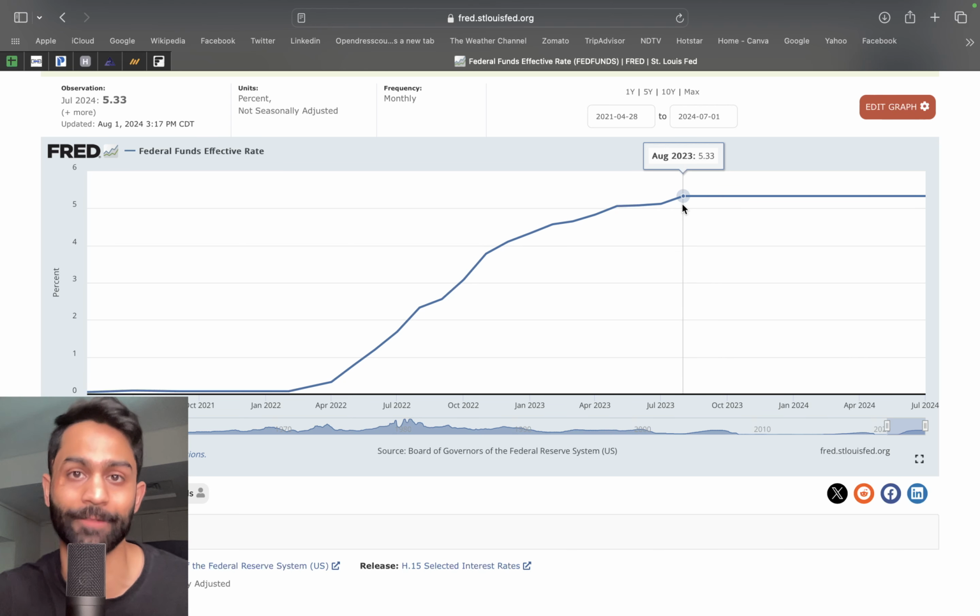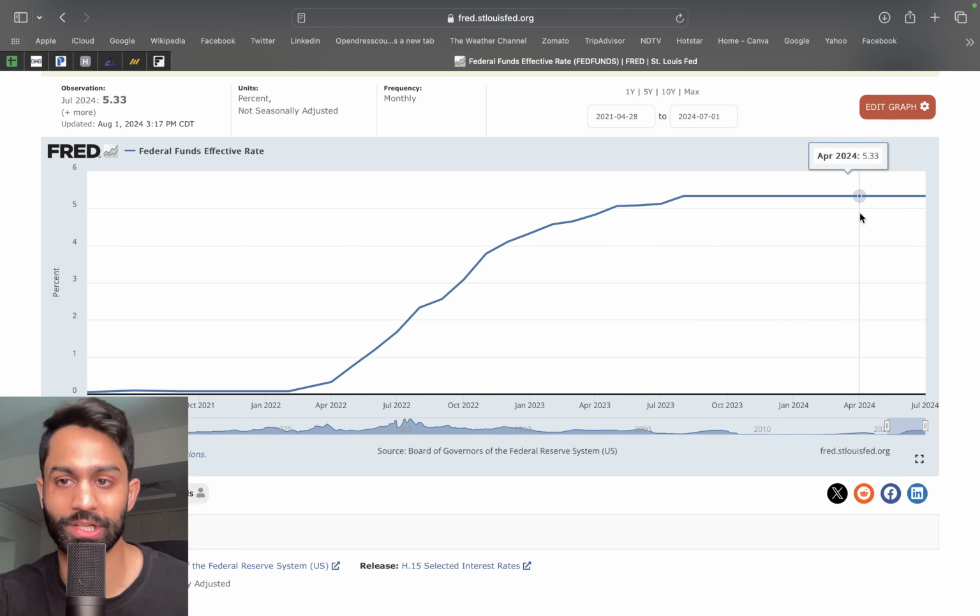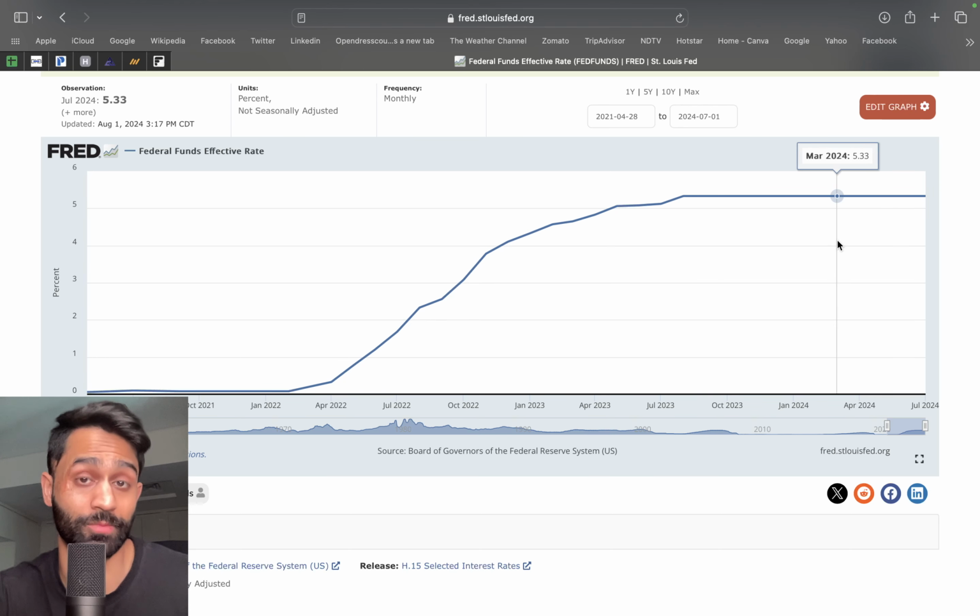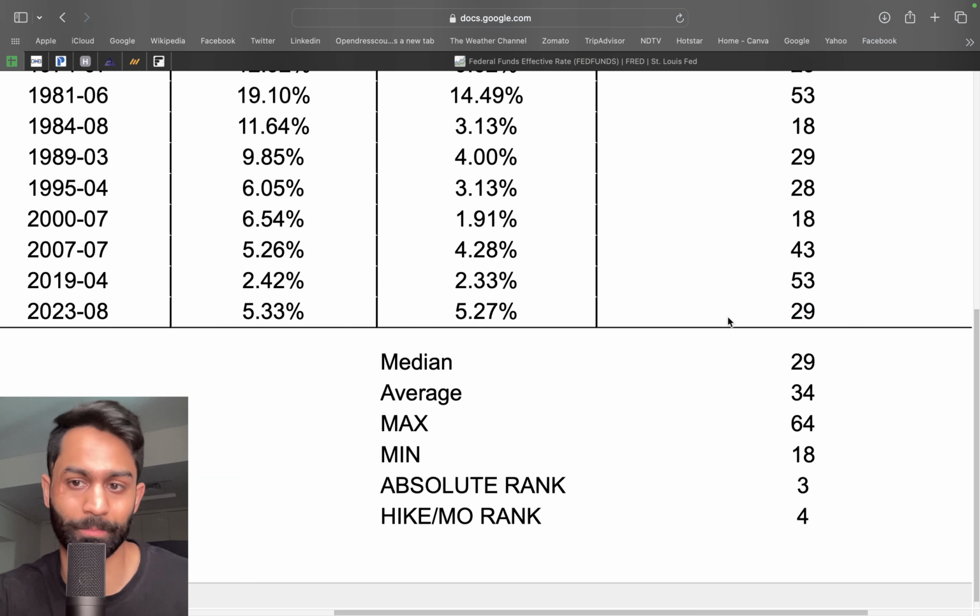As you can see, we were at 5.33%. And since then, we've just been at that level, right? So we haven't really gone up or gone down. We've just been sideways, right? We've just been at that level. So this includes a pause, and that's lasted 29 months.